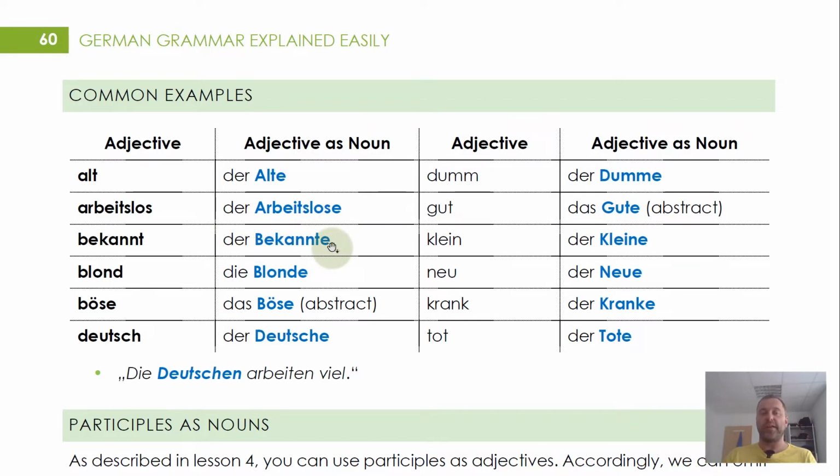So in German, that's a person we know, so an acquaintance, because bekannt means more or less that it's known, so that's the known person. Blond, same as in English, die Blonde, so the blonde person. Here in this case it's a woman, die blonde Frau. Böse, so evil, das Böse, the evil. This is in English also the same adjective as a noun because it's something abstract.